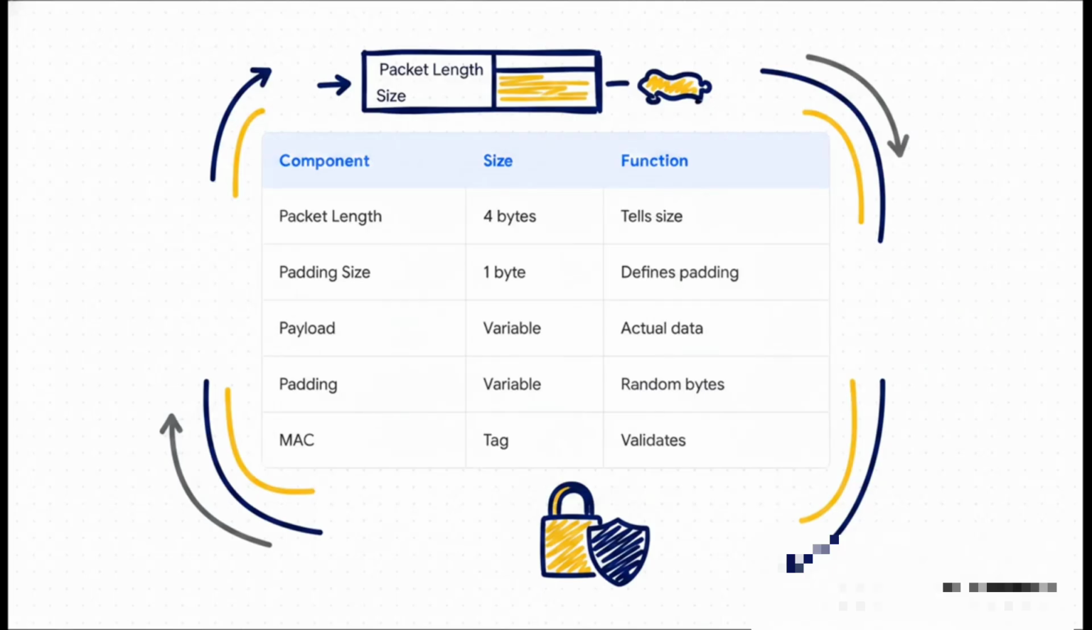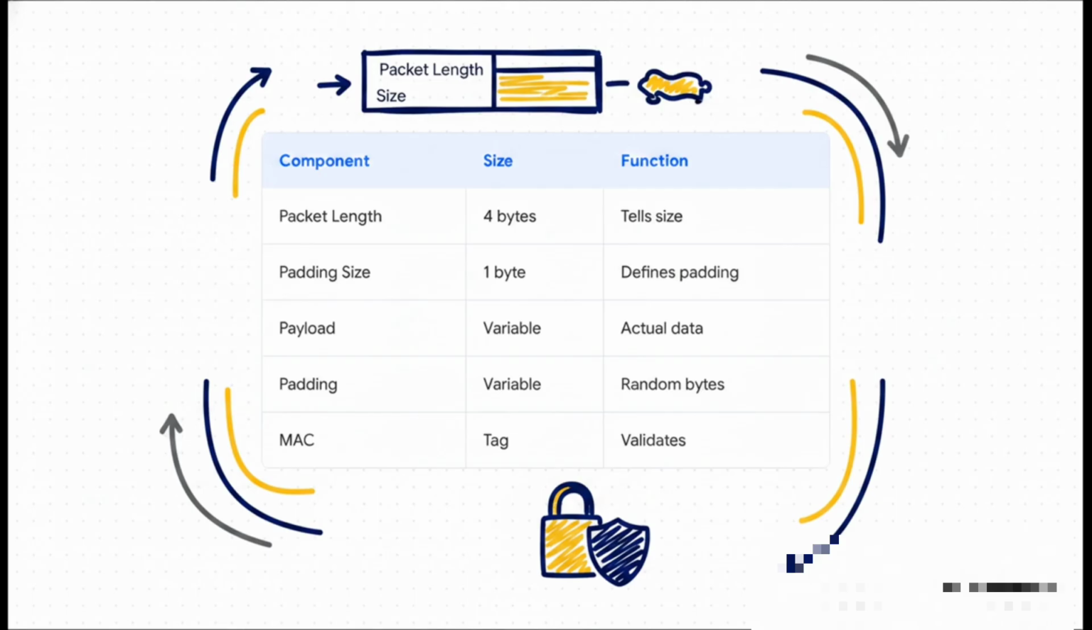Okay, so before it gets encrypted, an individual packet has a very specific plain text structure. First, you've got the packet length, which is exactly 4 bytes. This just tells the system how big the packet is. Next is a 1-byte padding size. Then we have the payload. That's your actual data, and it's often compressed to save precious bandwidth. Right after the payload comes the padding, which is a variable amount of random bytes.